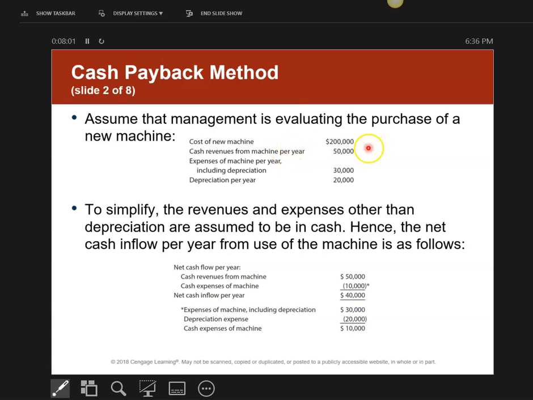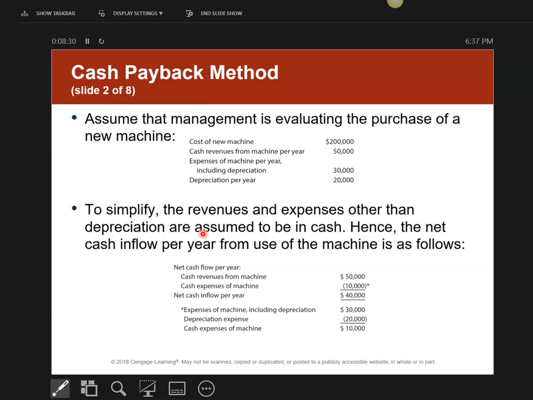So I'm considering buying a new piece of equipment. It's going to cost me $200,000. I will generate $50,000 from revenues for each year. However, expenses, including the depreciation, will be $30,000, and the depreciation is $20,000. So really, if I look at this, the actual cash outlay of expenses will be $10,000 a year. So we need to talk about this depreciation.